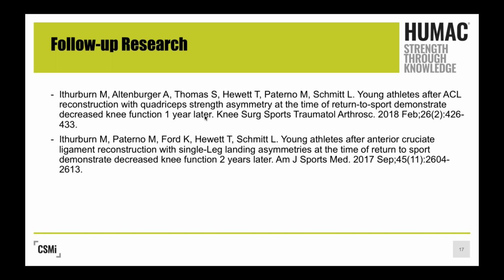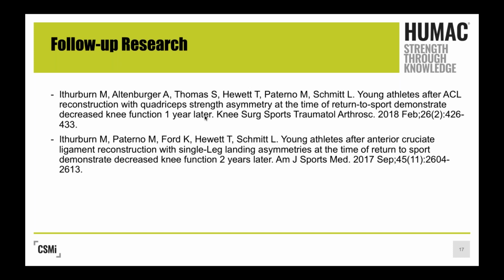Now, we can guess as to why that is. I think that if an athlete's told they're ready to go back and play, and they really have these deficits that they're just not aware of because you don't do this testing, they're not going to continue to work toward building strength as aggressively. They think, in their mind, they're ready to go.